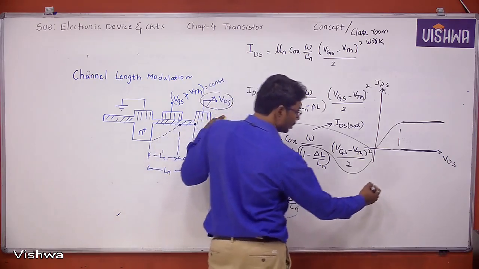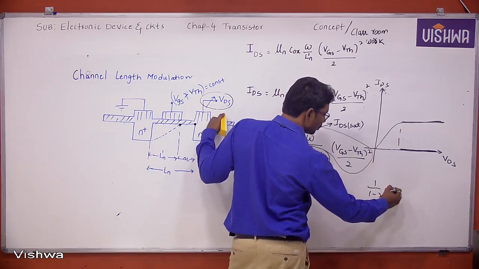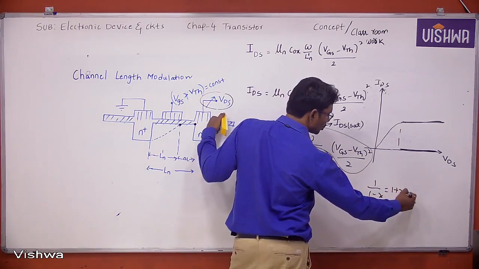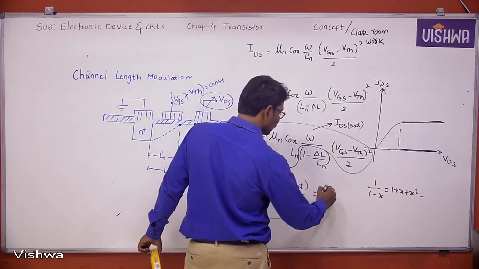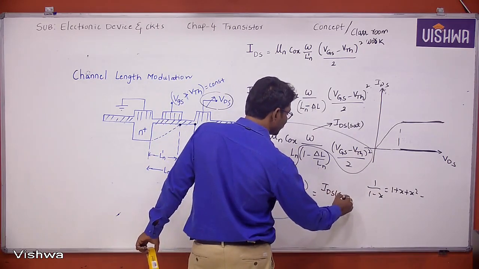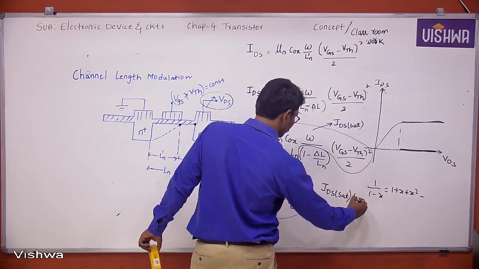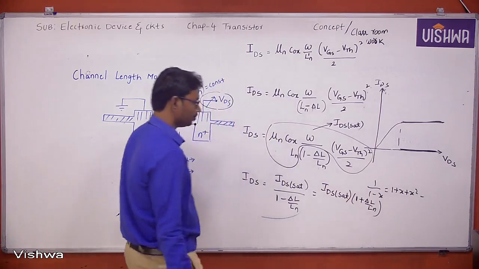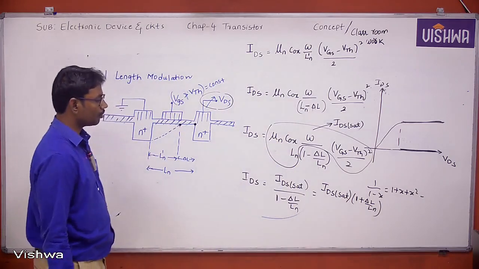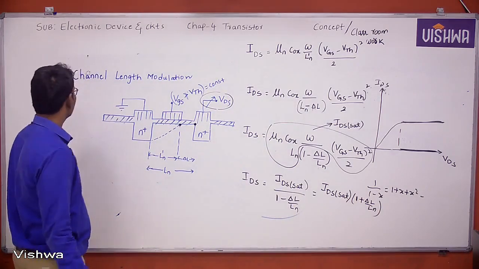You know, 1 by 1 minus x is nothing but 1 plus x plus x square, and so on. Here I am neglecting higher order terms actually. Simply it can be written as IDS of sat into 1 plus delta L by Ln. Okay.